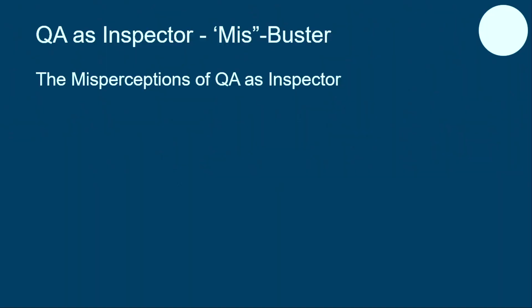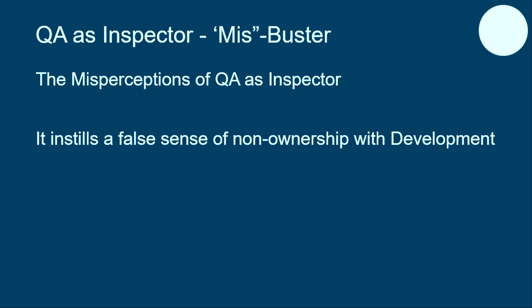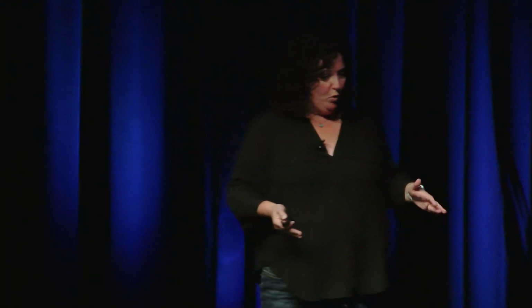So kind of going back to the building inspector, here are the things that are misperceptions around that role of QA as an inspector. It instills a false sense of non-ownership with development. Well, if somebody's there to check that I've actually done what I'm supposed to do, then why do I need to do it, right? I'm just going to produce as much code as possible, and whether it's quality code, well, we'll let somebody else think of that, right? Because now we have this whole team that is responsible for testing to make sure that you did what you're supposed to do, right? So misperception number one.